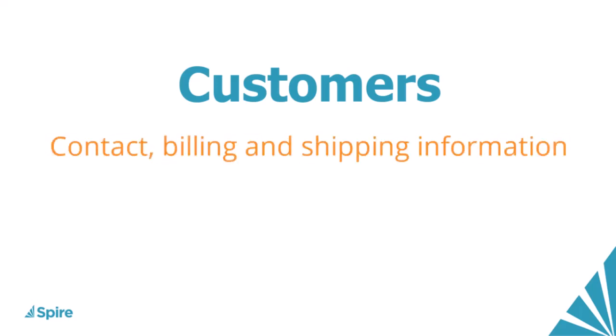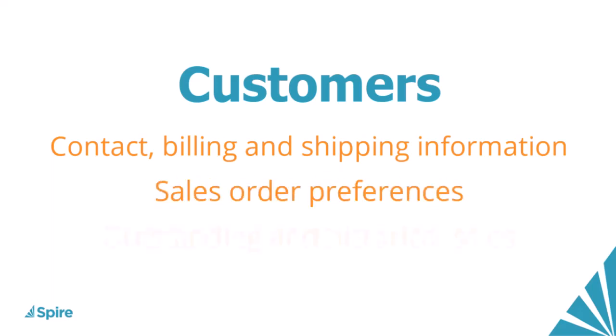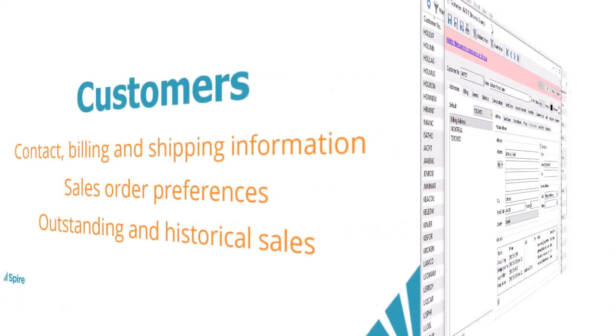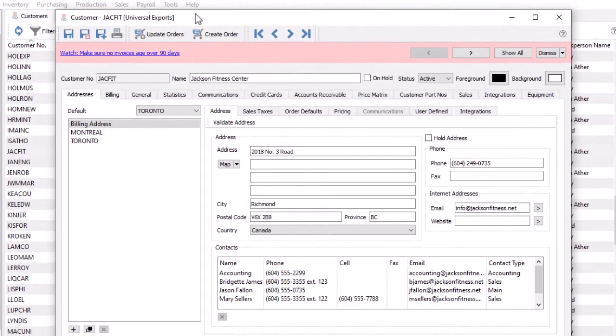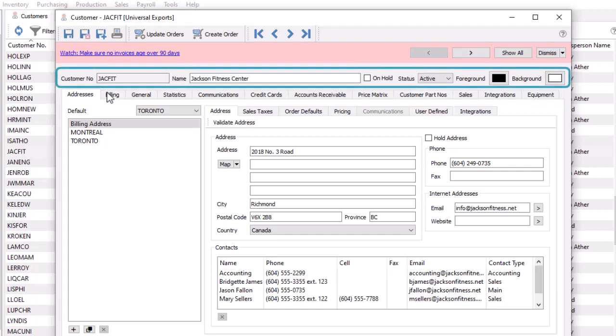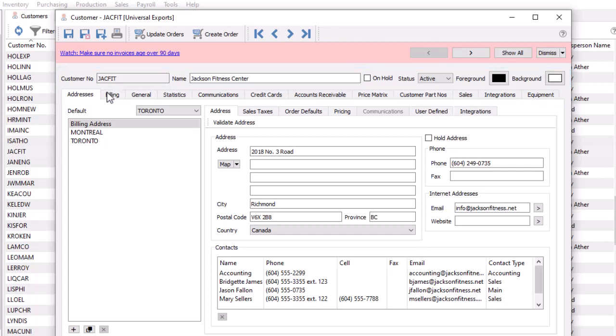Customer records are maintained not only to store contact, billing, and shipping information, but also to allow for defining sales order preferences and exploring outstanding and historical sales transactions. Information for customers is organized and displayed on many separate tabs, and at the top of the window also, regardless of which tab is open.